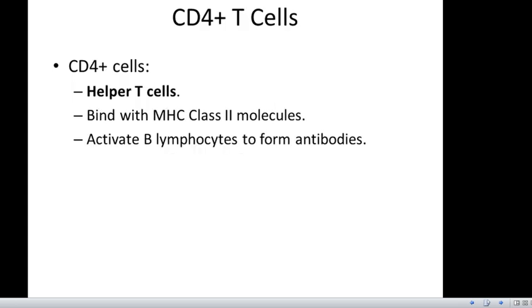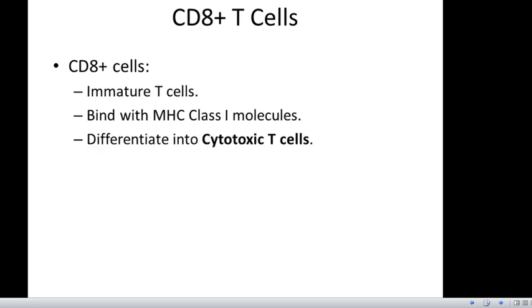The CD4 positive cells are the helper T cells. They can bind with MHC class II molecules and activate B lymphocytes to form the antibodies. The CD8 positive T cells are the immature T cells. They can bind with MHC class I molecules and they differentiate into cytotoxic T cells.